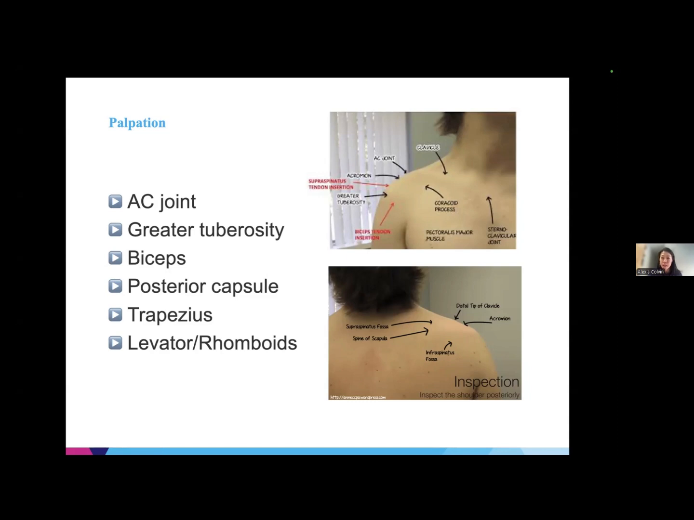You simply palpate them over the AC joint and see if that causes pain. The greater tuberosity would be on the lateral part of the shoulder, and that's where the rotator cuff inserts.